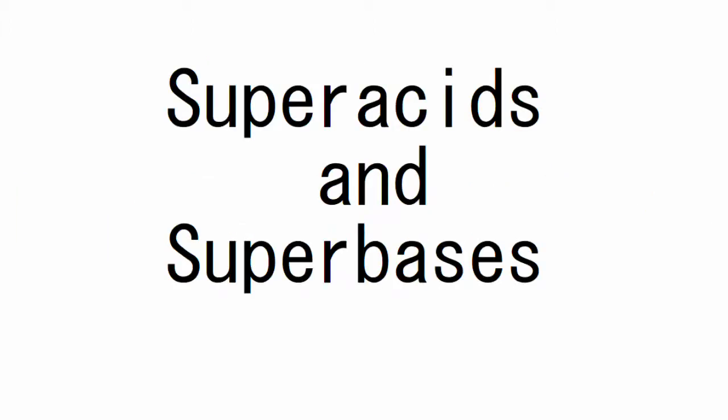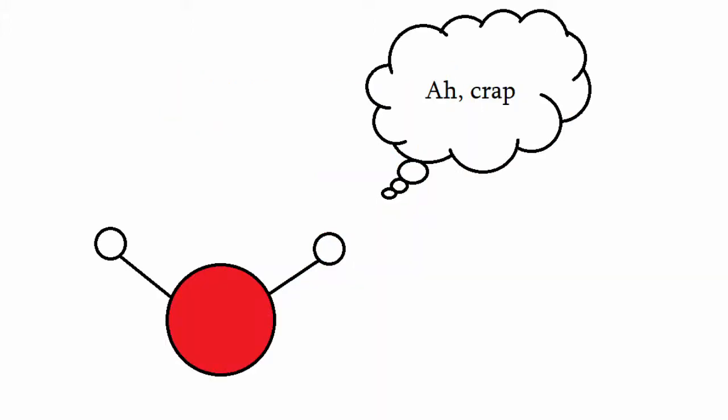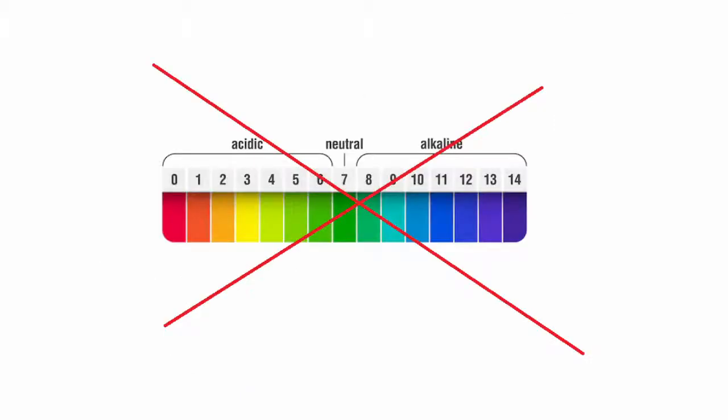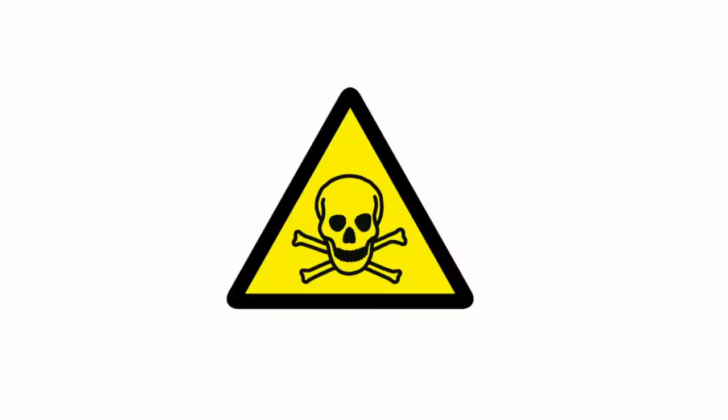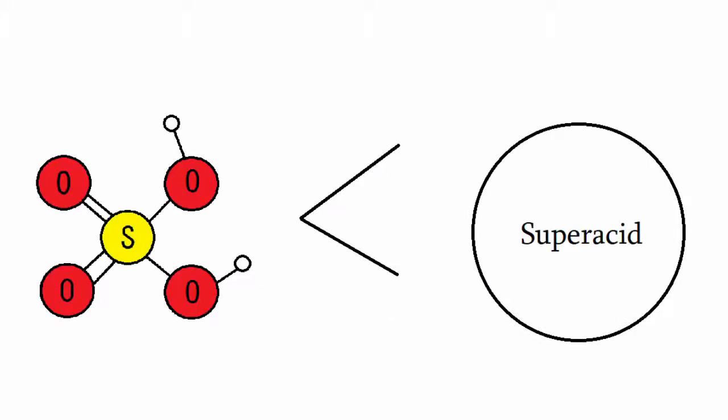Finally, let's talk about superacids and superbases. These compounds are so reactive, they will actually react with the water itself rather than the ions generated from water. Because of this, the pH scale is not a great way to measure their strength. So as you can imagine, these compounds are extremely dangerous and must be handled with extreme care. To qualify as a superacid, an acid must be stronger than 100% sulfuric acid, which is already extremely powerful.